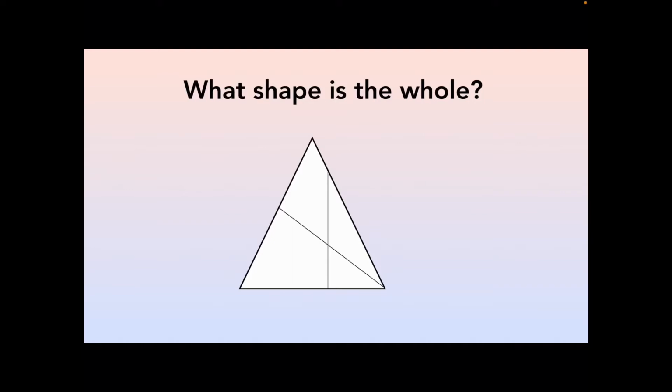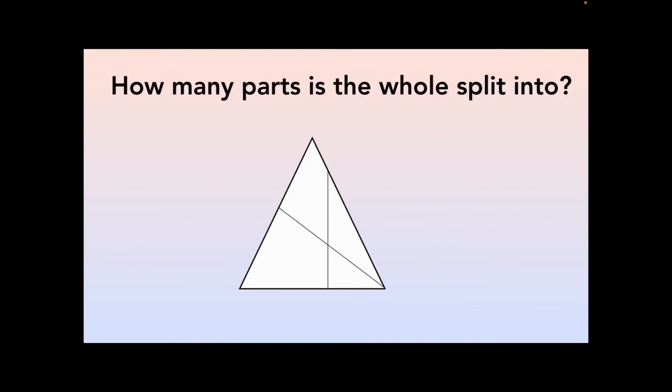So here, we're going to ask the same questions again. The first question is, what shape is the whole? Okay, that's right, it's a triangle. We have a three-sided triangular whole there. And then we can ask, how many parts is the whole split into? Okay, we can count 1, 2, 3, 4 parts.